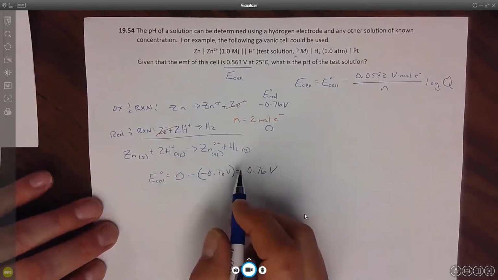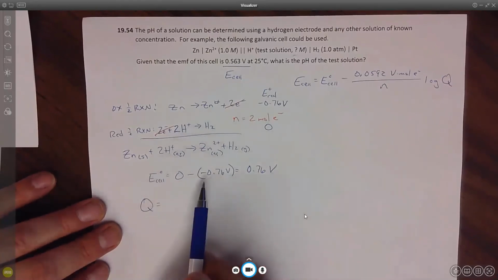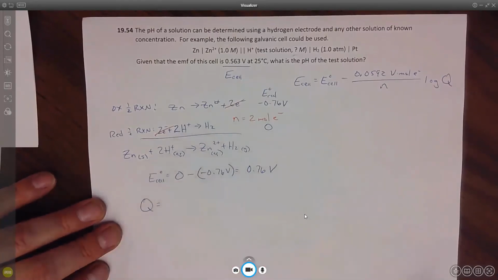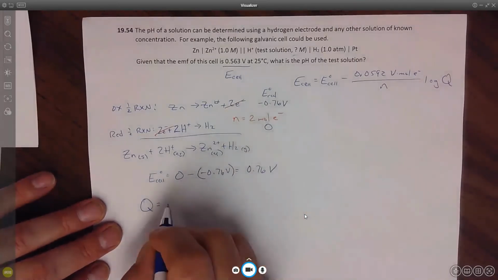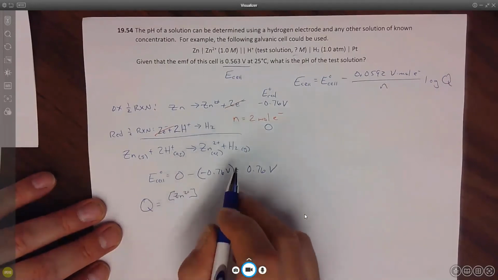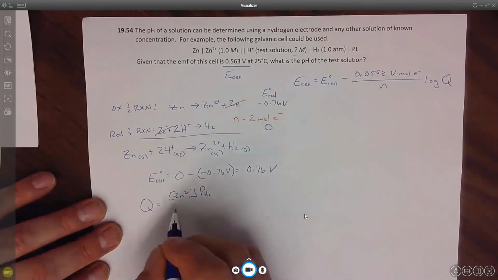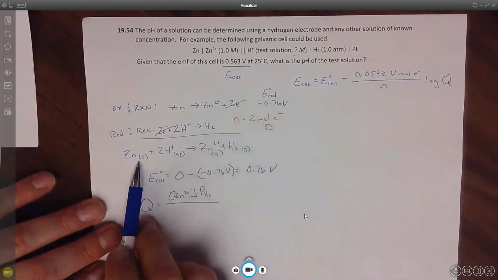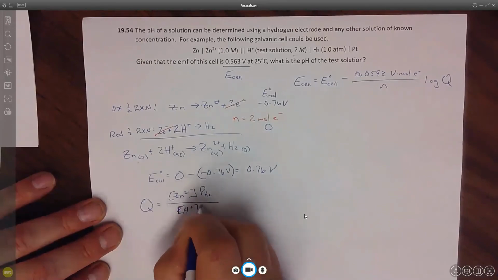But we want to calculate Q. Q is going to be the products over the reactants. Now, in this case, we're going to have this weird mixed idea again. We're going to have the zinc concentration, and we're going to have the partial pressure of the hydrogen gas. And then we're going to divide that. The pure metal, pure solids, pure liquids don't appear, so that's not going to be there. But then we have the hydrogen ion concentration squared.